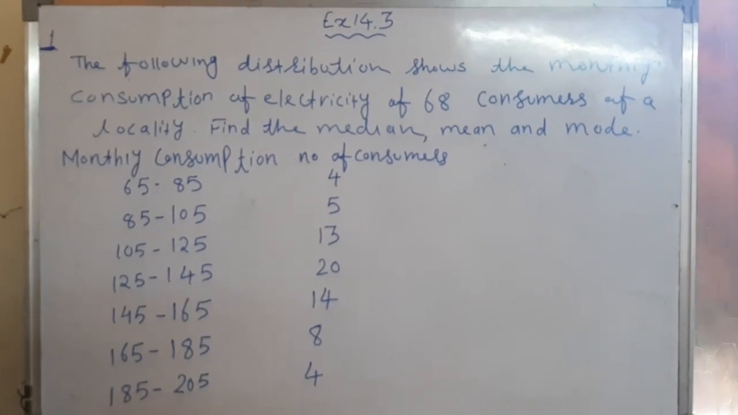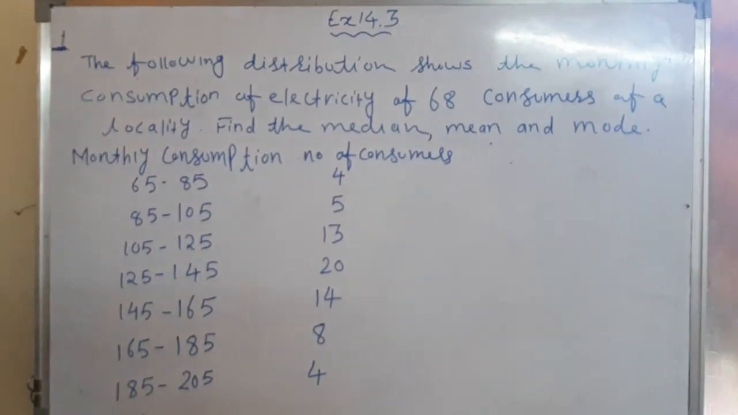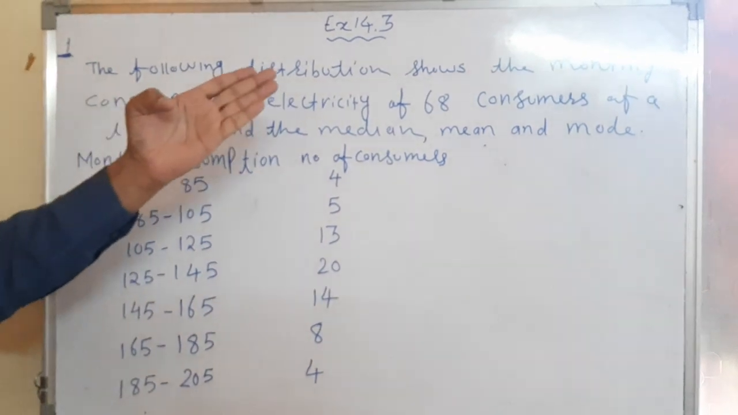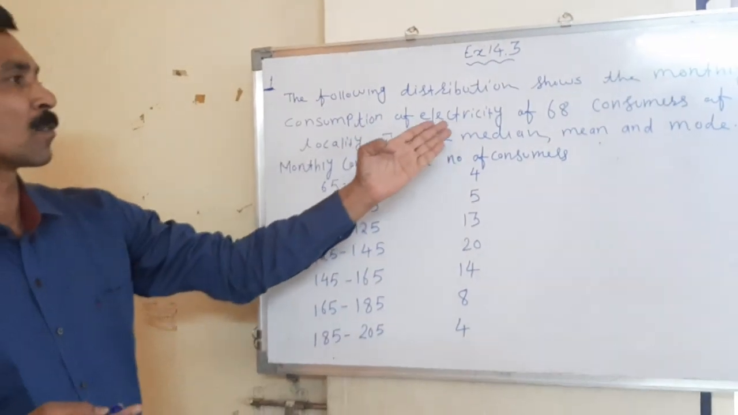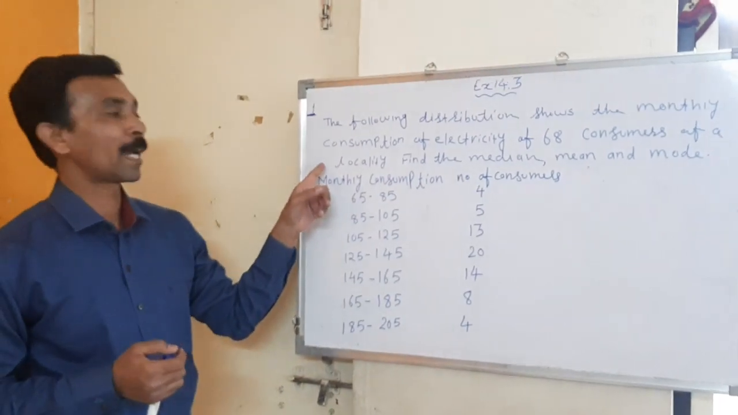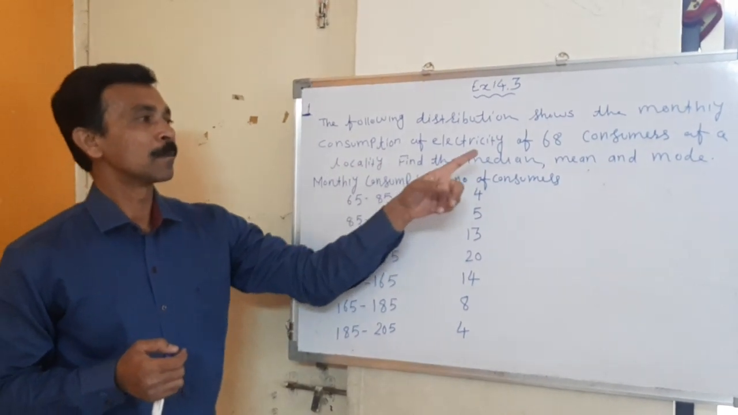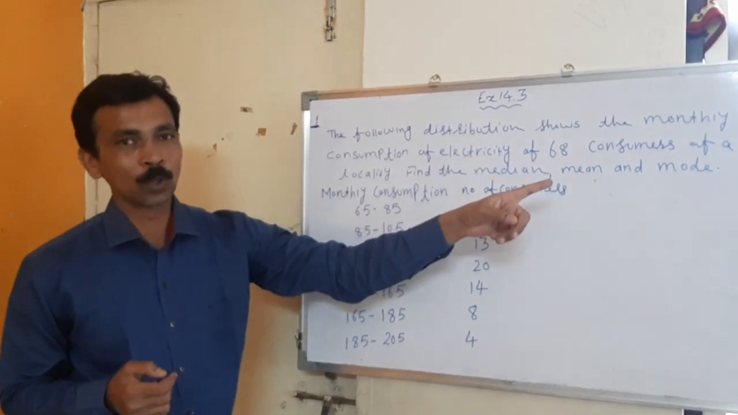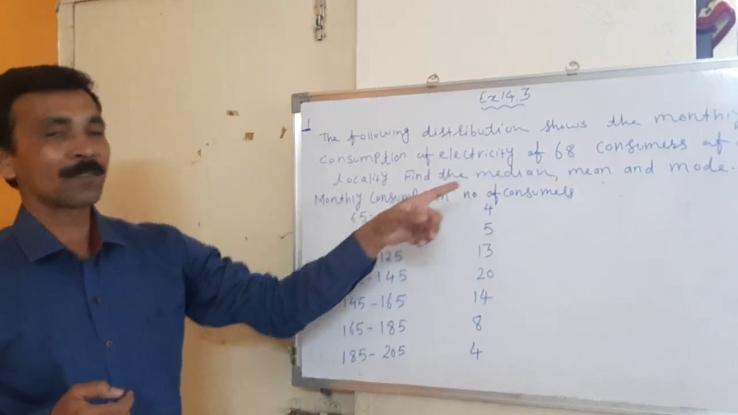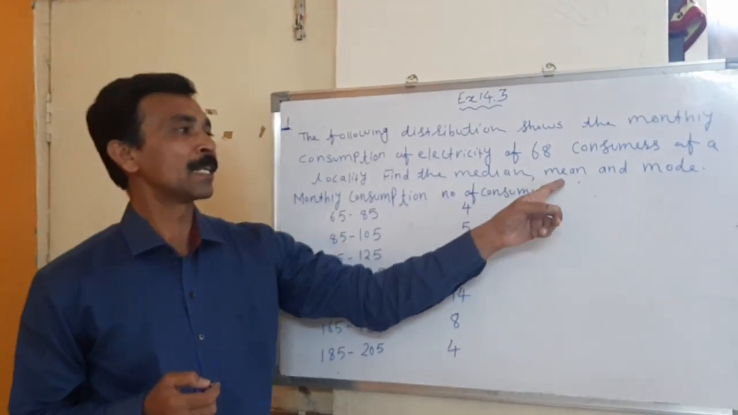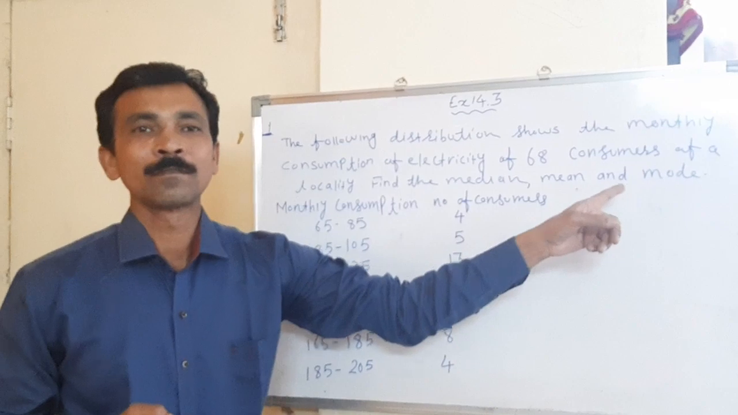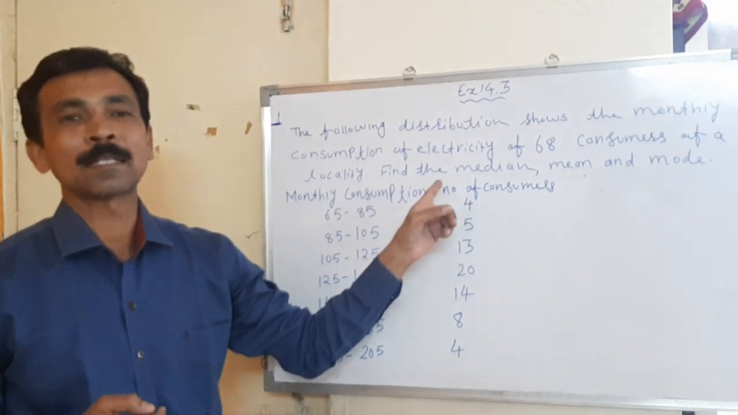Okay, now I'll read the first sum of exercise 14.3. The following distribution shows the monthly consumption of electricity of 68 consumers of a locality. Find the median, mean and mode. But we have already studied how to find mean and mode. We'll only find median in this sum.